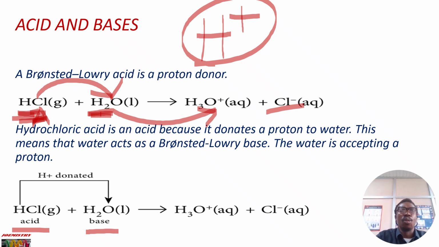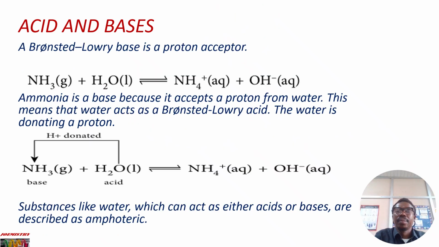So it's as simple as A, B, C. We talk about the Bronsted-Lowry definition of an acid and base. We define an acid as a proton donor. Any substance that is capable of donating a proton is an acid, while any substance that is capable of accepting a proton is a base. So let's focus on the Bronsted-Lowry base. A Bronsted-Lowry base is a proton acceptor.